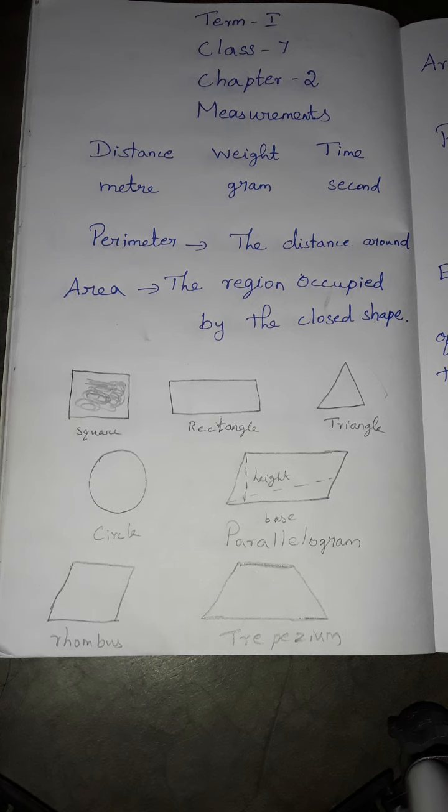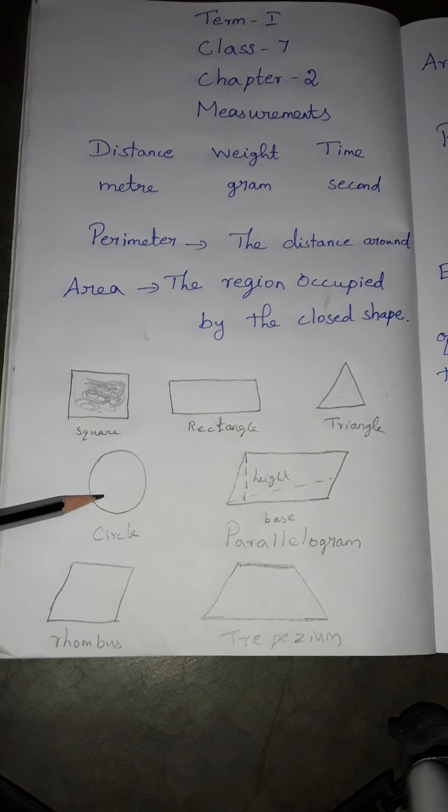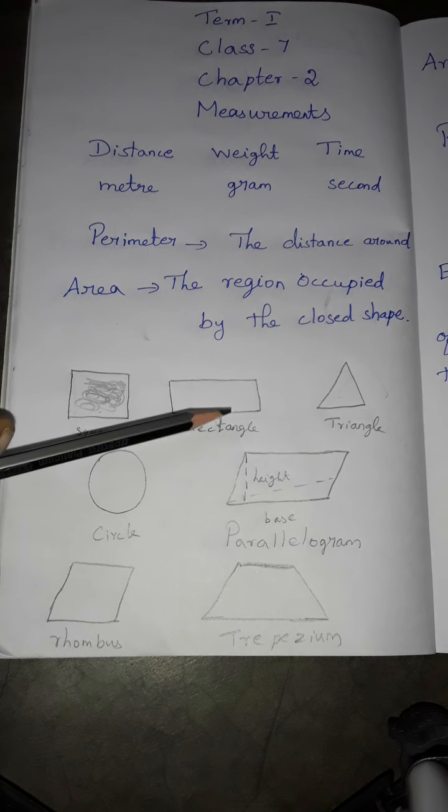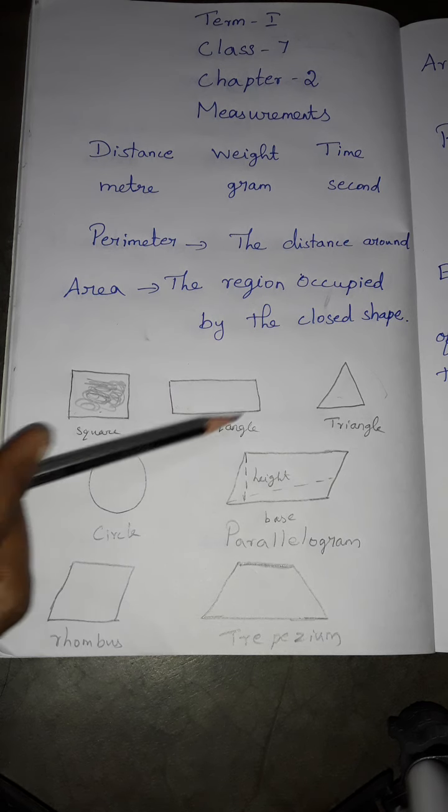Last year we studied the shapes, perimeter and area. Do you remember? Yes: square, rectangle, triangle and circle. Perimeter of the square is 4 into side. Area of the square is side into side. Perimeter of the rectangle is 2 into (L plus B). Area of the rectangle is L into B.